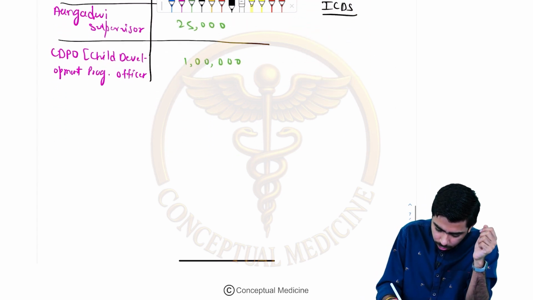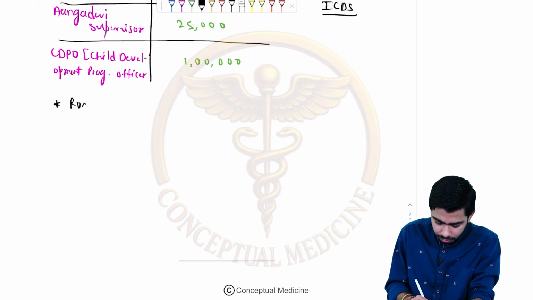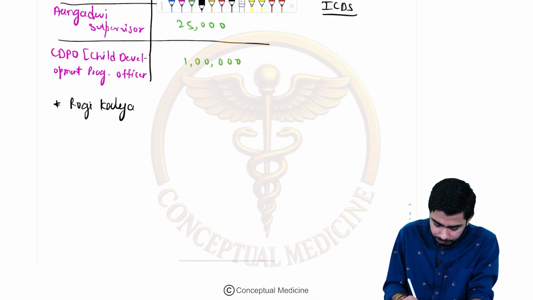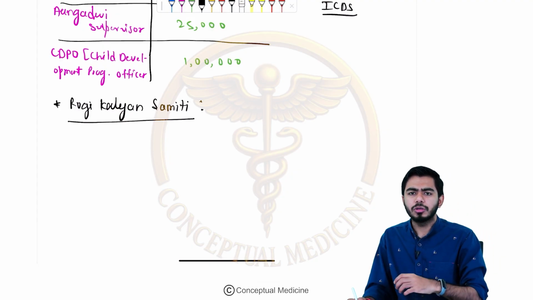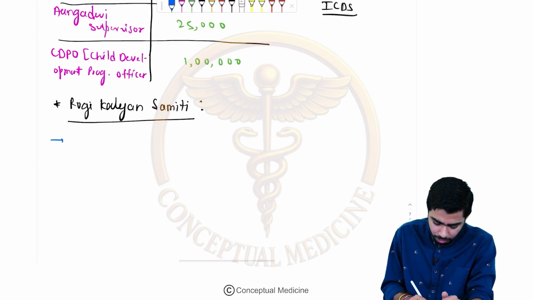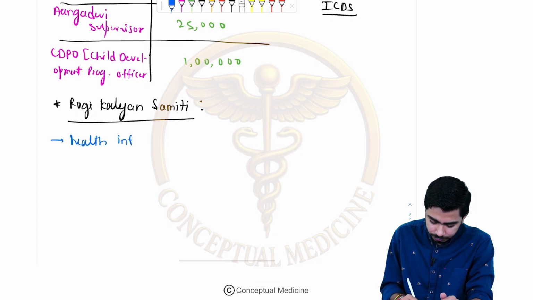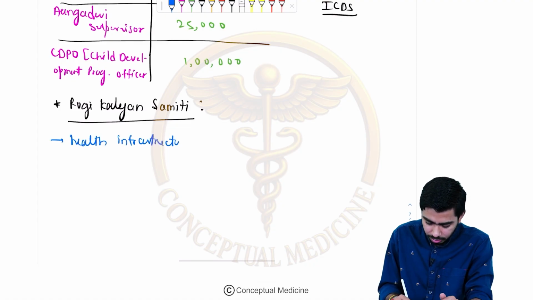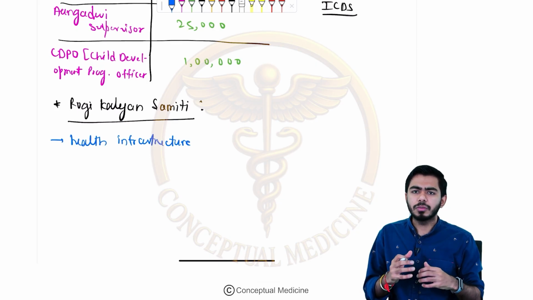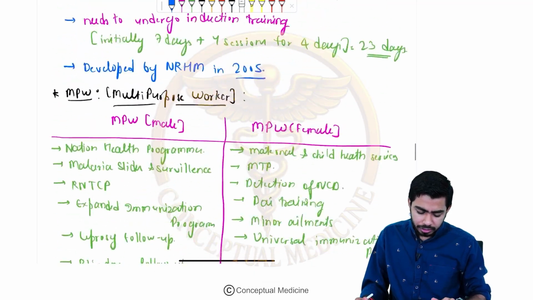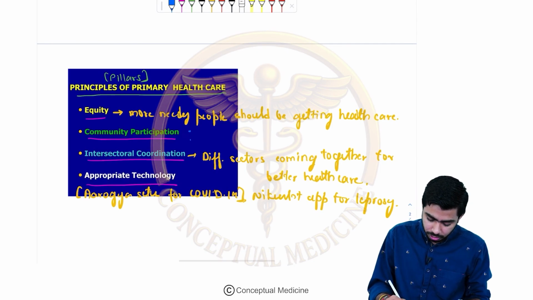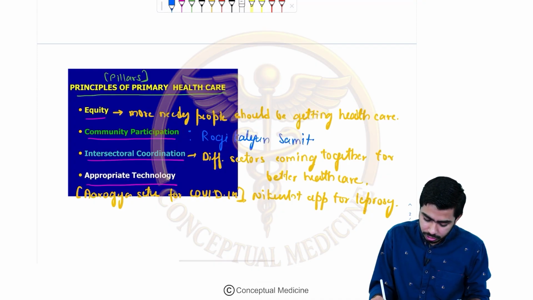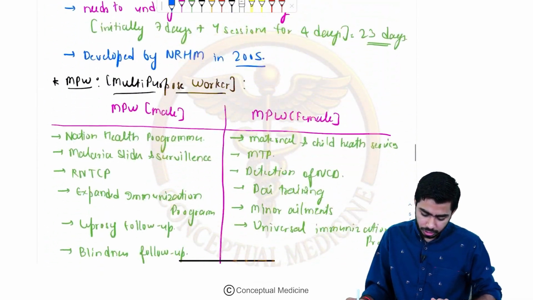Then let me talk about the Rogi Kalyan Samiti. Remember, in the initial part I had mentioned the Rogi Kalyan Samiti. Very briefly, they are talking about the health infrastructure. With that, they are talking about the involvement of the community. Remember the principles of primary healthcare I told you, community participation. So the Rogi Kalyan Samiti is about the participation of the community.